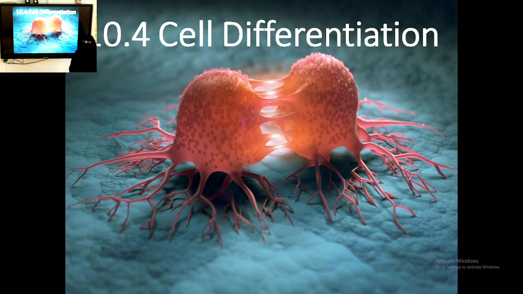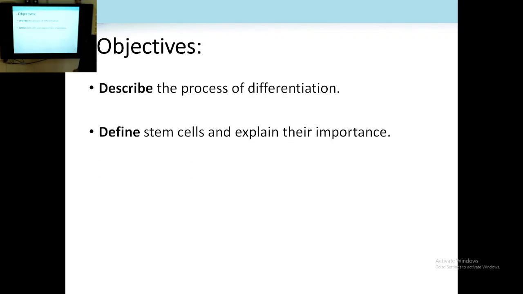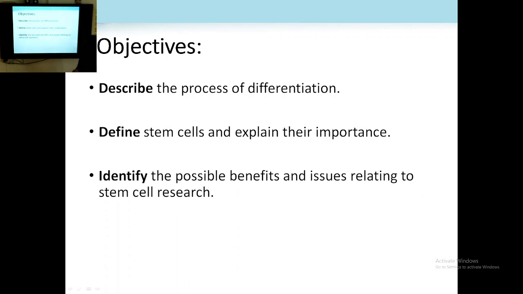What do we mean by cell differentiation, and what do we mean by the types of cells that we will take inshallah in our lesson? So for today's objectives, we will be able to describe the process of differentiation, define what we mean by stem cells, explain the importance of stem cells, and identify the possible benefits and issues relating to stem cell research. There is specific vocabulary that we will take today, like stem cells, differentiation, and the types of stem cells.